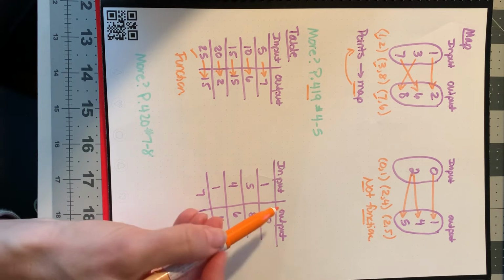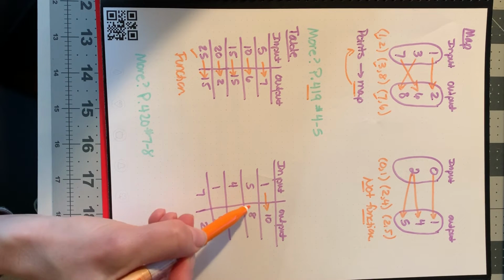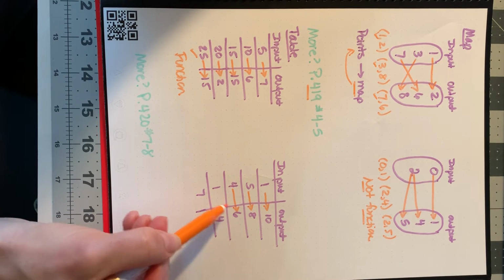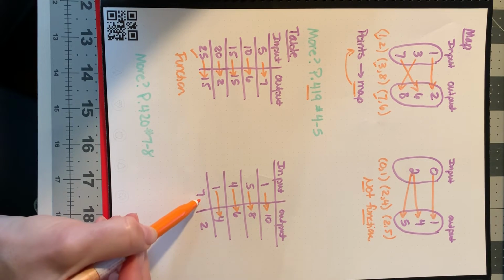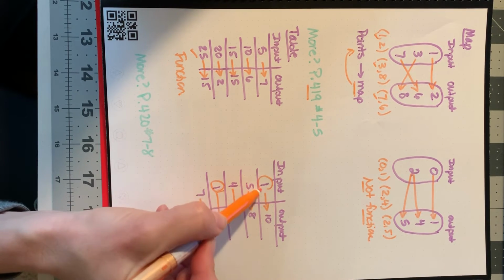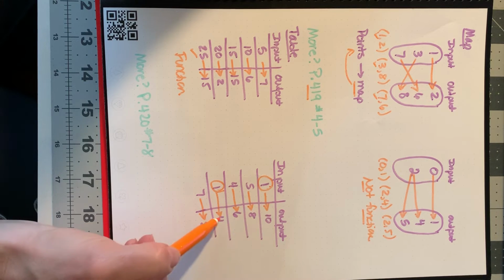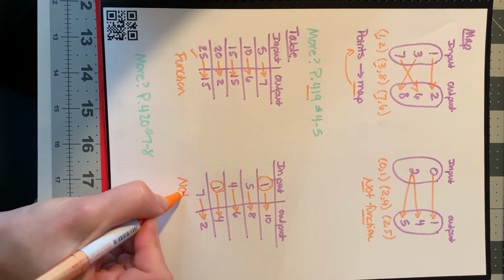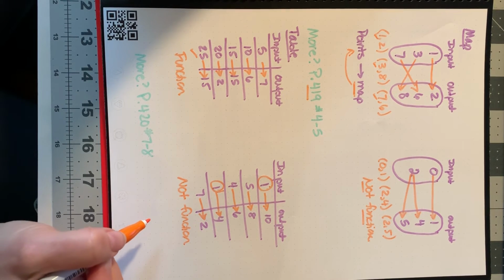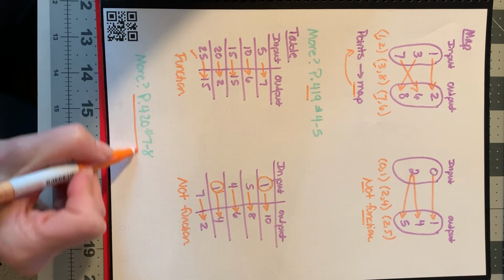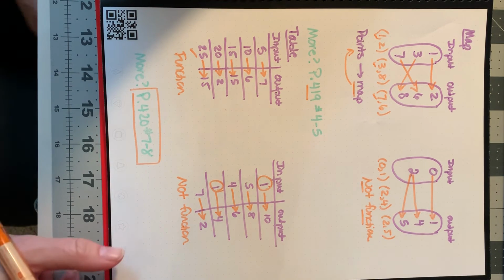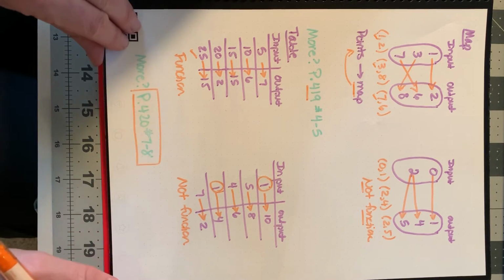Let's come over here. We've got a 1 matched to a 10, a 5 matched to an 8, a 4 matched to a 6, and a 1 matched to a 4, a 7 matched to a 2. Well, if you notice, this 1 is listed twice. It's matched to a 10 and to a 4. So this is not a function. Okay, and again, if you want some more practice on these, slip on over to page 420, number 7 and 8, and you can practice using the tables to test if it's a function or not.